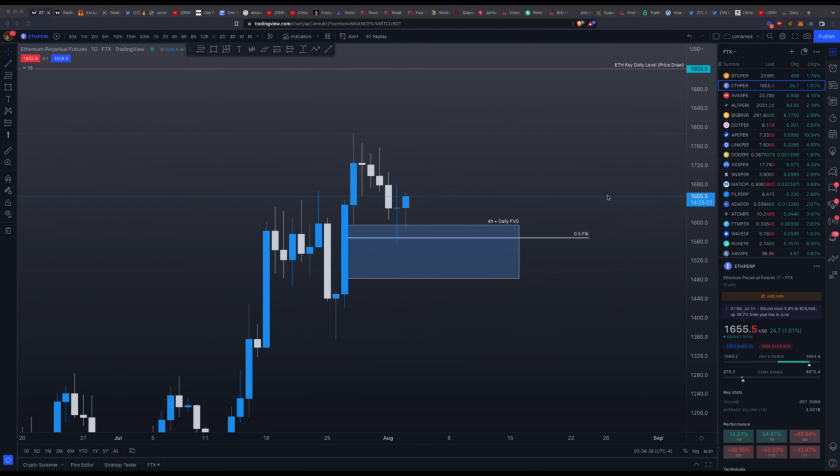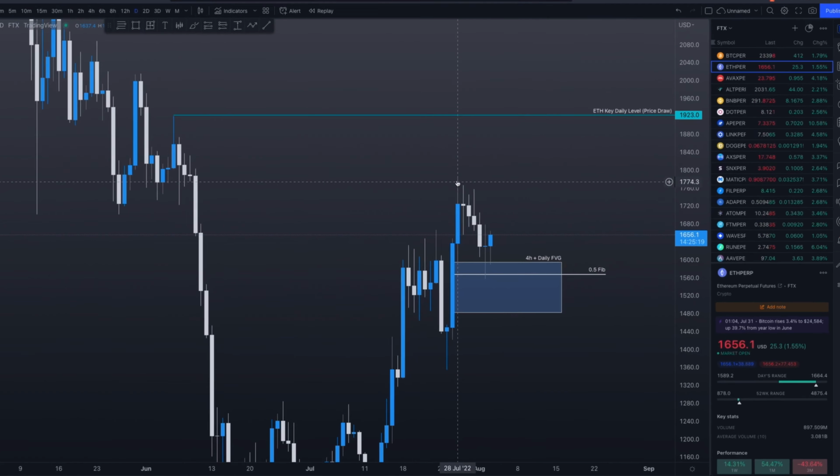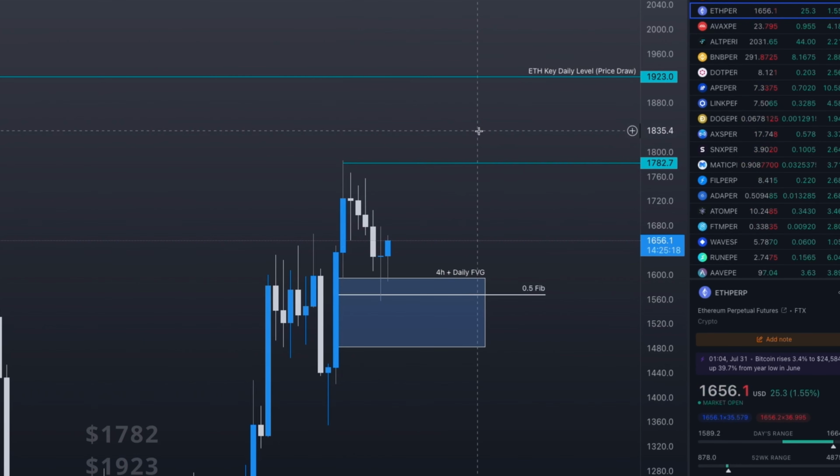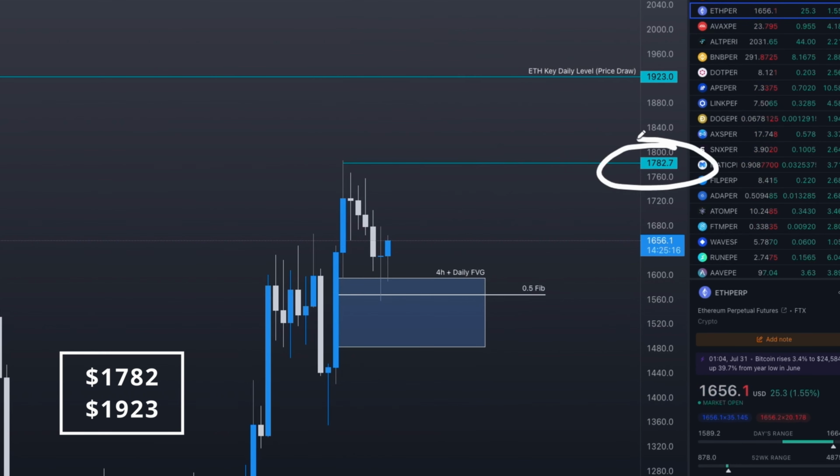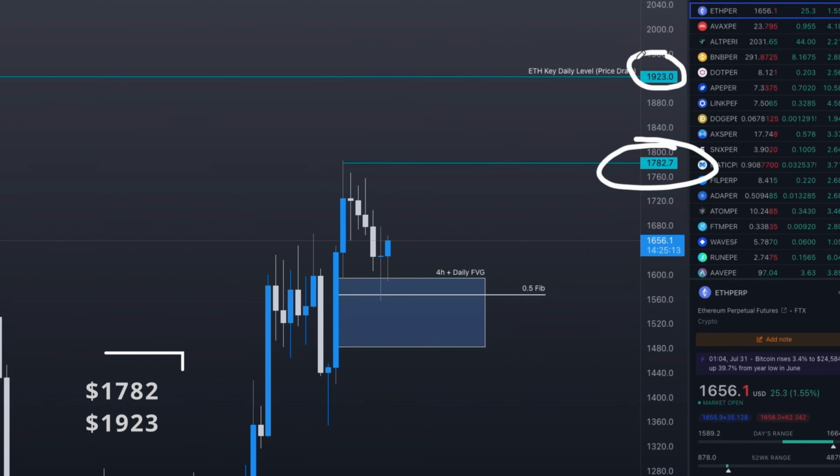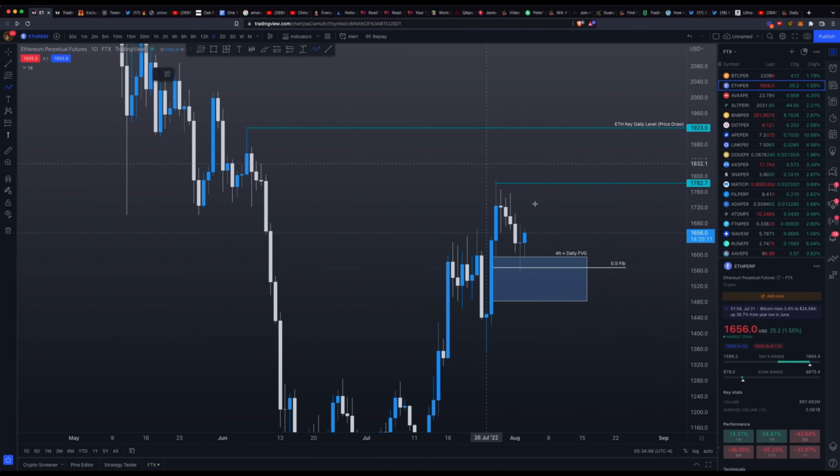And once this is confirmed, you will immediately look to these two levels right here at $1,782.83 as well as $1,923 as the ultimate targets for Ethereum. Like, it's basically guaranteed that Ethereum will at least go to this first target. As for the second target, that remains to be seen.